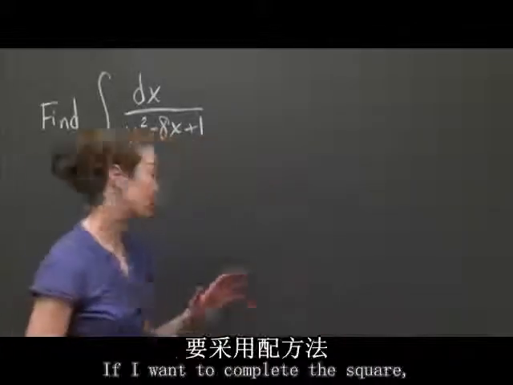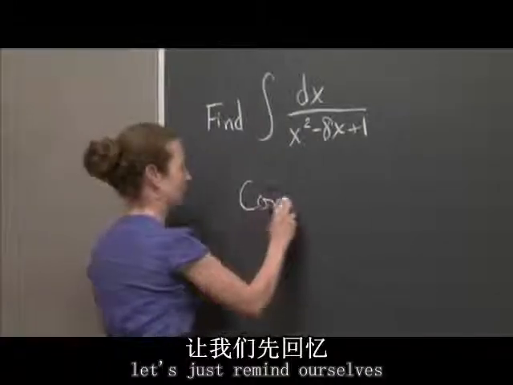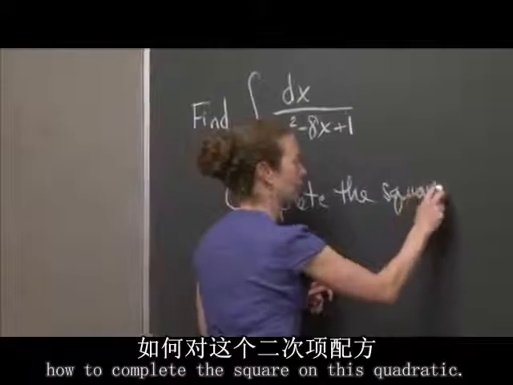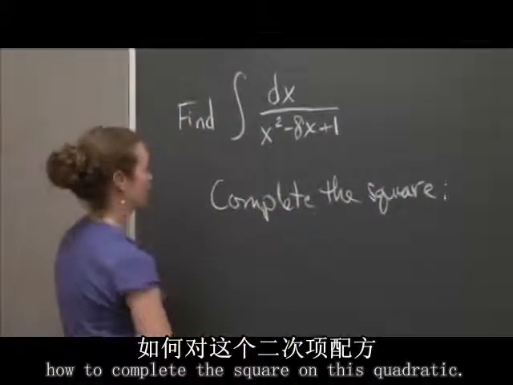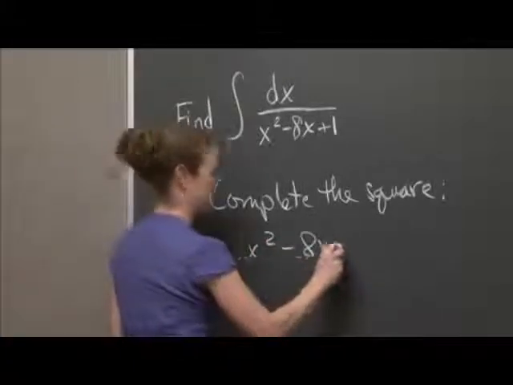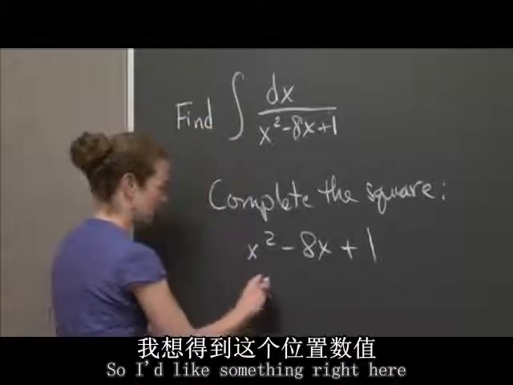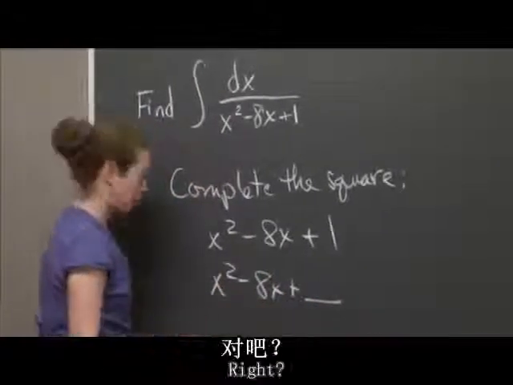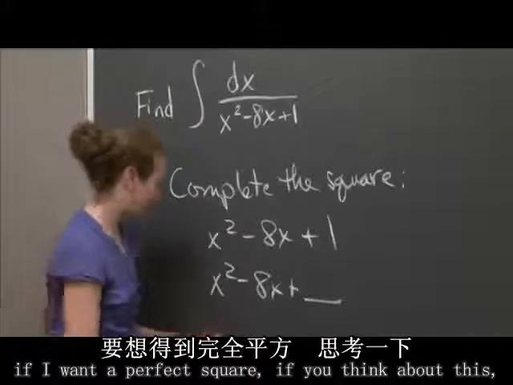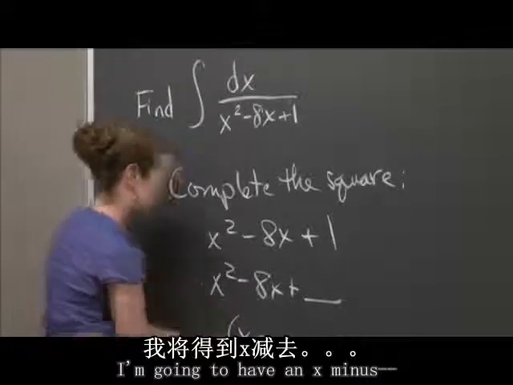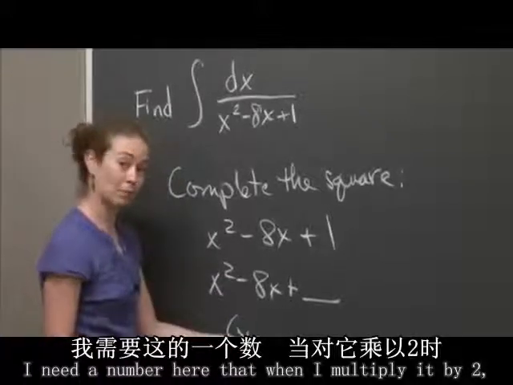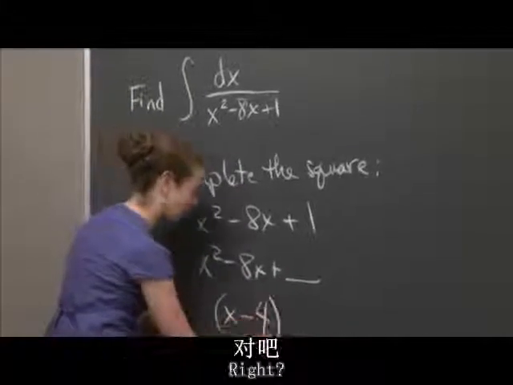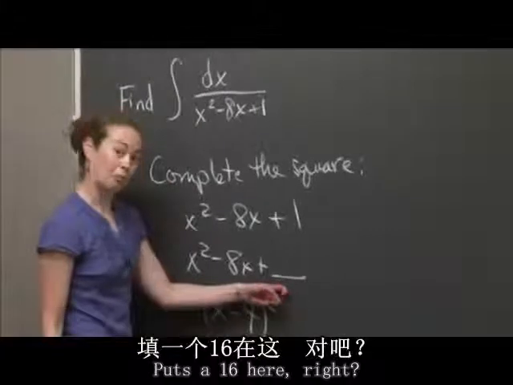So let's start off. If I want to complete the square, let's remind ourselves how to complete the square on this quadratic. I'd like something right here that makes this a perfect square. Well, the 8 in the middle, if I want a perfect square, I'm going to have an x minus something. I need a number that when I multiply it by 2, that's where this 8 comes from, gives me 8. So obviously I need this number to be a 4, which puts a 16 here, right?